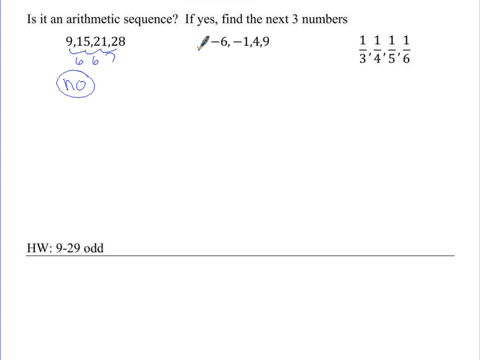Yeah? Yep, we add 5 here to get to -1. We add 5 here to get to 4, and then we add 5 here to get to 9. So we're going to say yes. We have to answer the question, it's yes. And then we have to find the next 3 numbers. The next 3 numbers are... There you go.